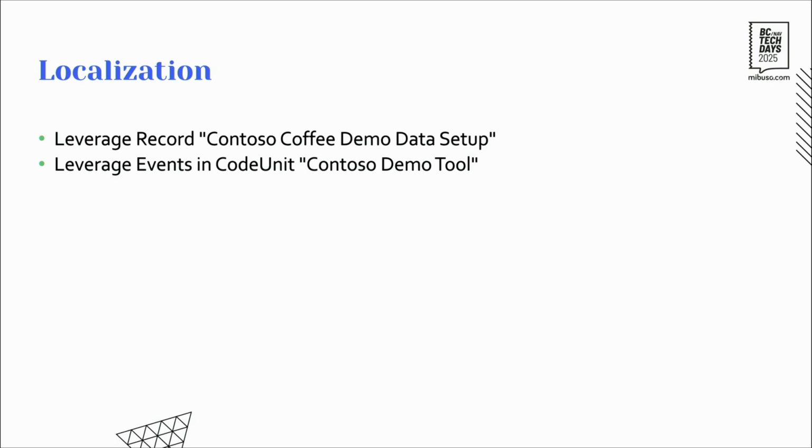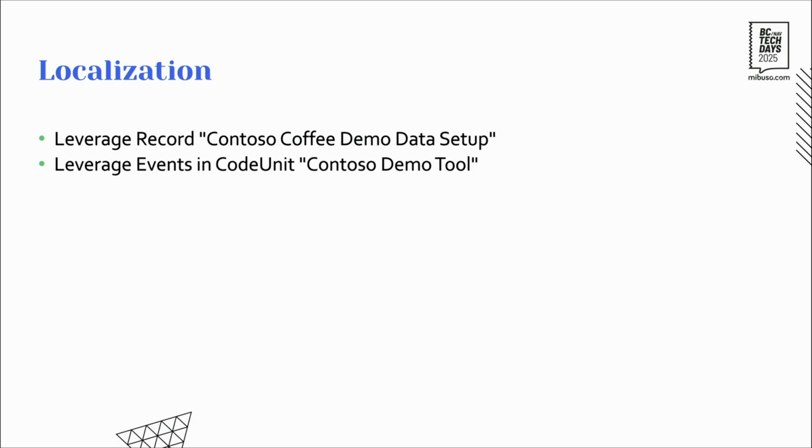So in Contoso demo data, we take localization very seriously because, as you may know, we maintain around 20 localizations internally. And as a matter of fact, we have 20 Contoso apps for each localization as well. But we do not want to copy-paste our code 20 times. We provided some features like the Contoso Coffee demo data setup. It's a setup table that contains some of the fields and values that you will find useful in localizations.